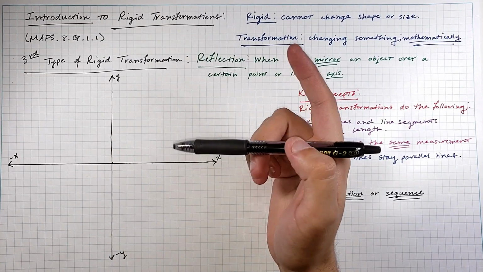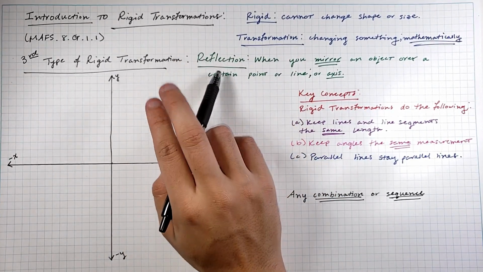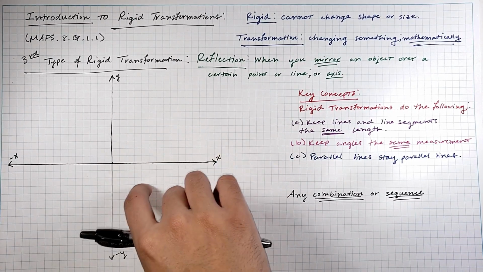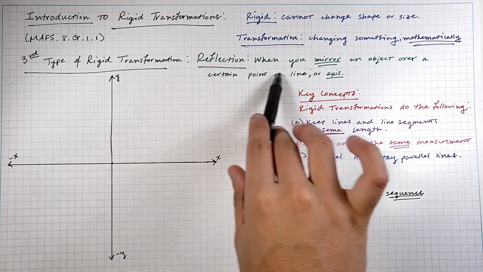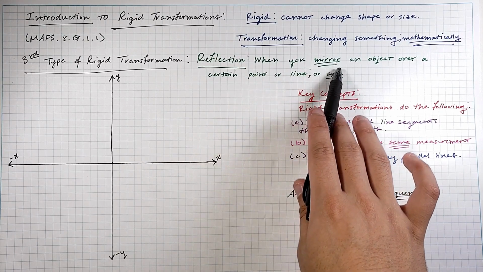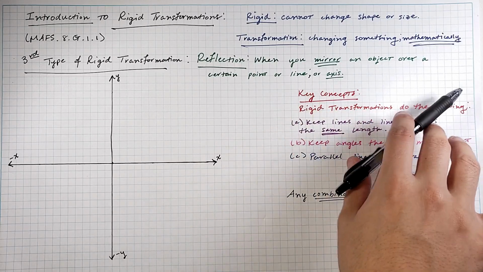So we've looked at the first type of rigid transformation, that was a translation. We looked at the second type, which was a rotation. That's when we were turning stuff. Translation was when we were sliding. And now the third type of rigid transformation we're going to look at is reflection. Reflections occur when you mirror an object over a certain point or line or axis.